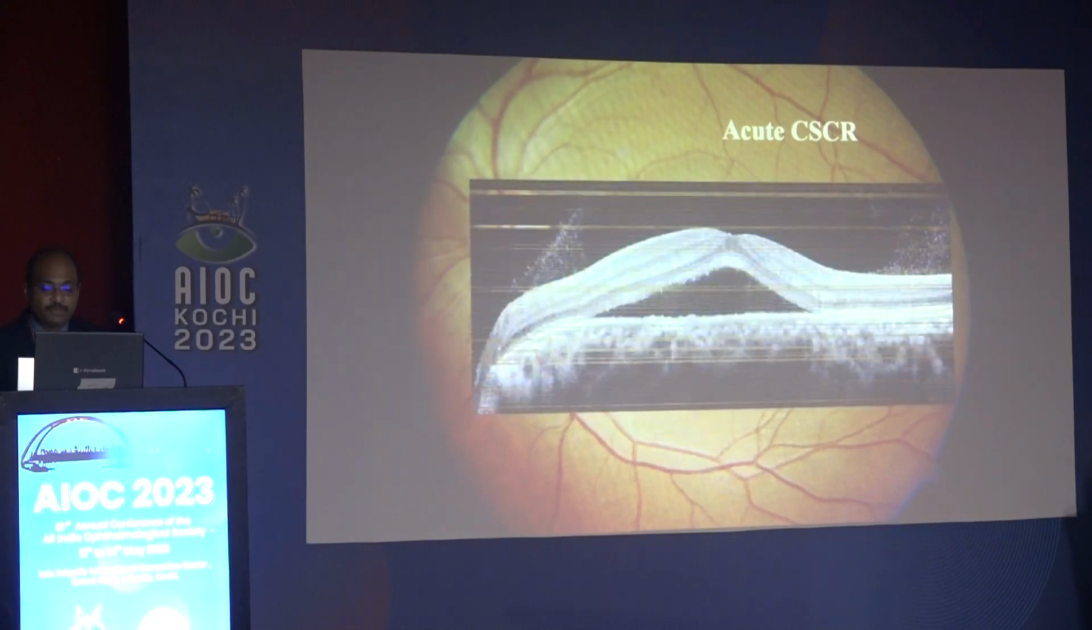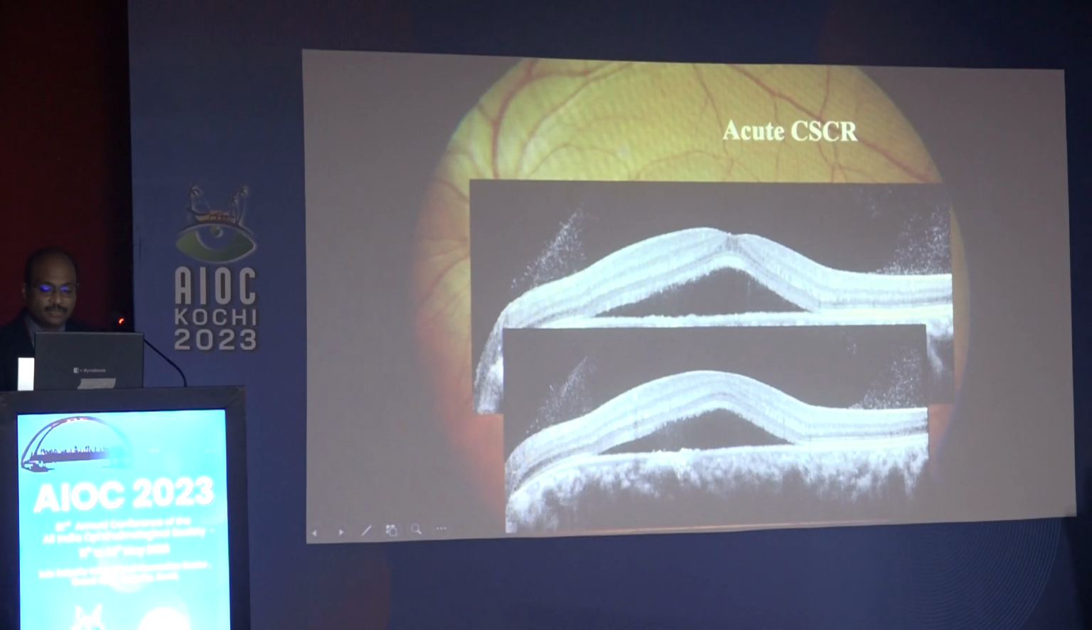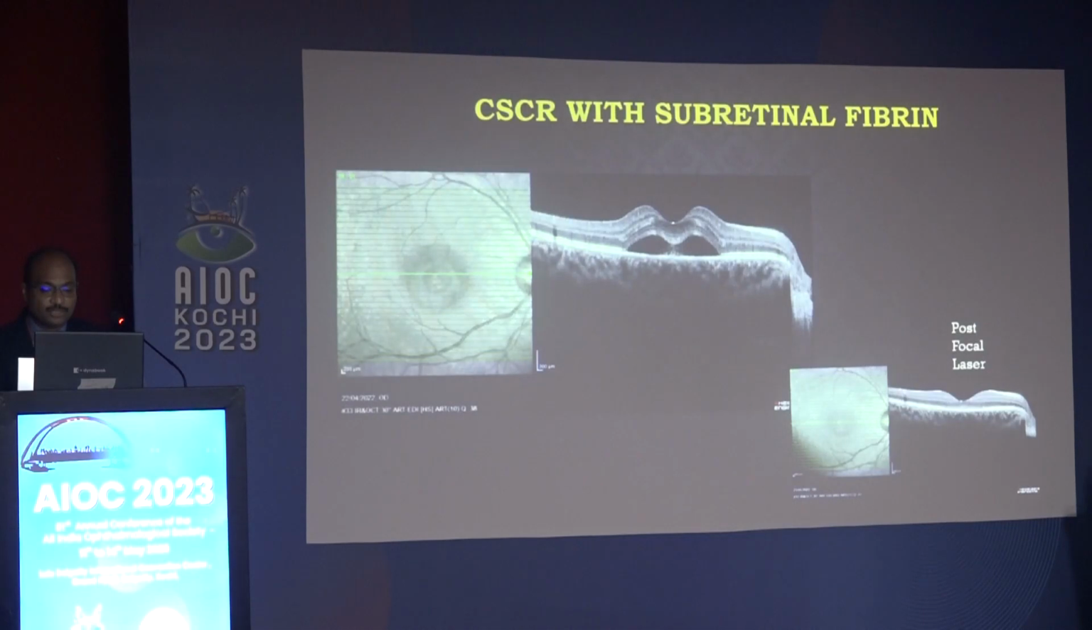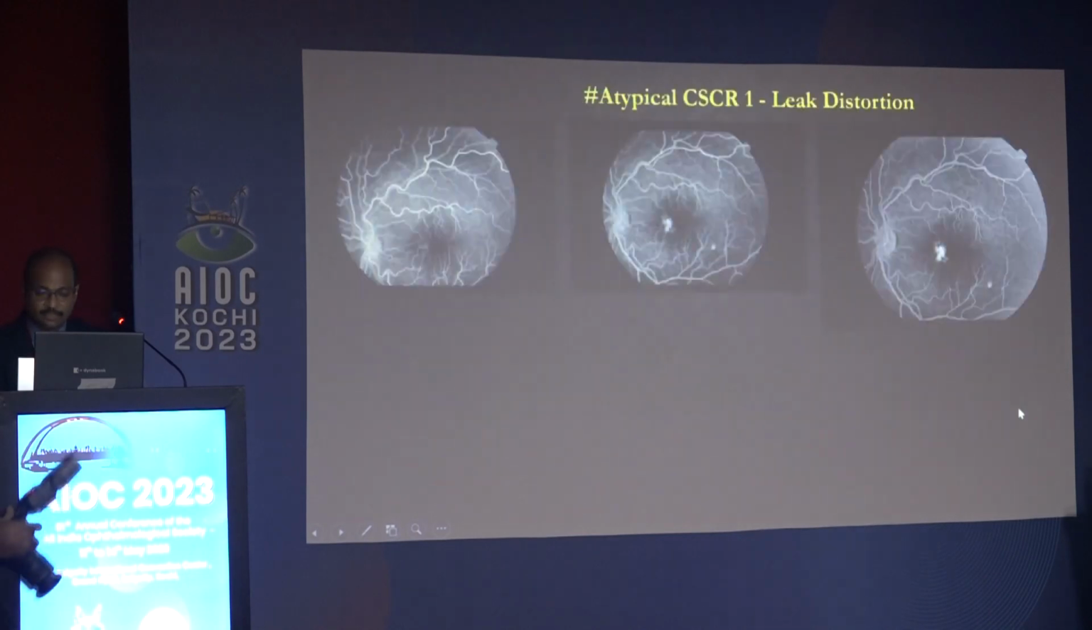Another typical example of acute CSR where there's elevation. Look here at this RPE. It is a little hyperreflective here, and there's a large bore vessel called a pachy vessel out here. And this is the typical classic smokestack appearance that we come to associate with CSR. And this is subretinal fibrin out there. And with just a focal laser, it settles down very well.